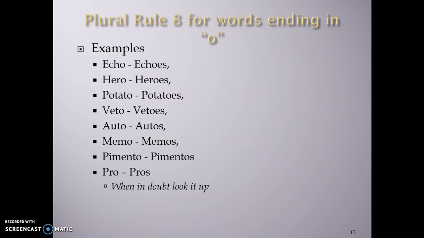Here are some examples of words that do not meet the just-S rule: echoes, heroes, potatoes, vetoes. But words that do meet the rule that we mentioned in rule 8 are autos, memos, pimentos, and pros. But again, there is no set rule on this, so if you're in doubt, look it up.